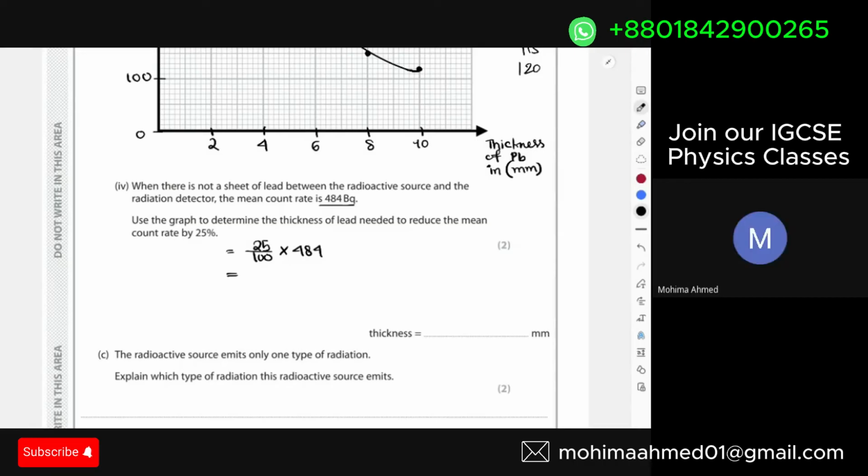121. That means actually I should have used 75%, because 25% was used up, right? That means that 121 was already used up. So how much will be left after the 121 activity is used up? You can calculate that as 484 minus 121 also, but this will be an easier process. 25% is used up, 75% is left. So what is 75% of 484? That is 363. So 363 becquerel.